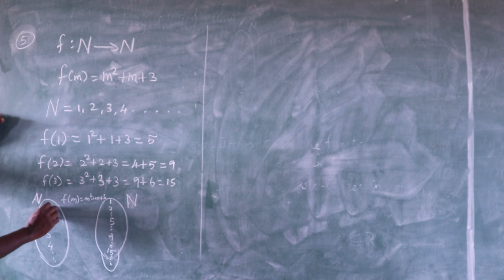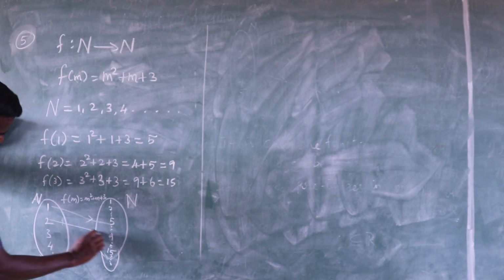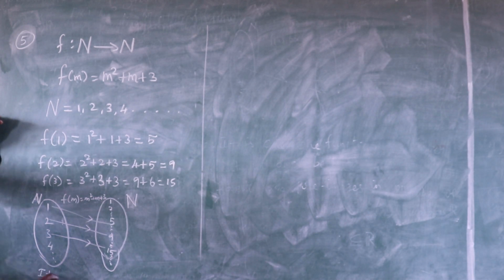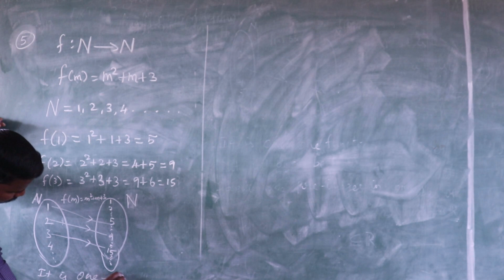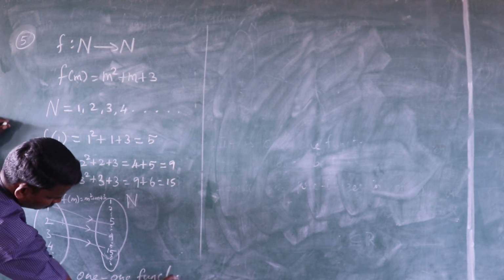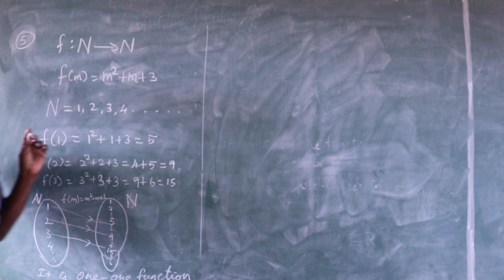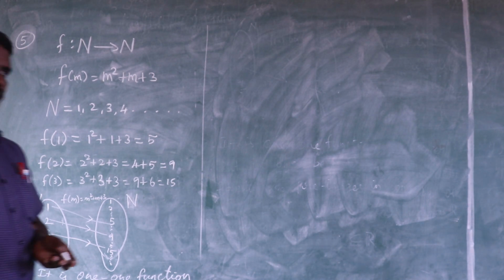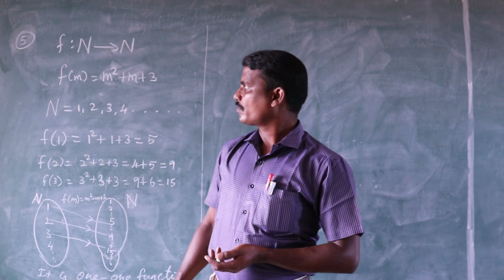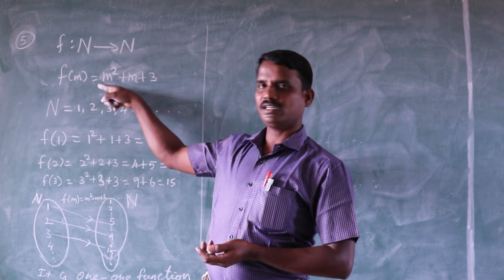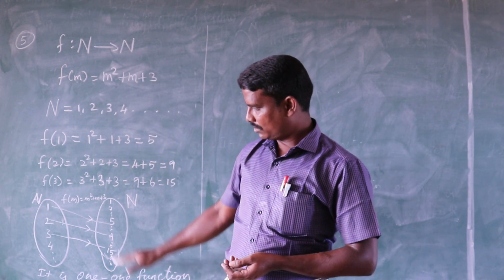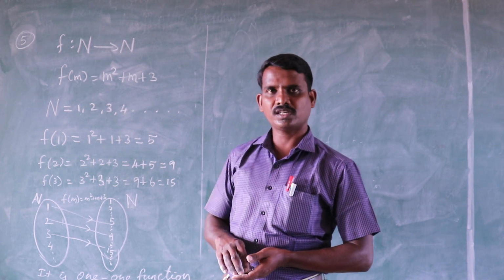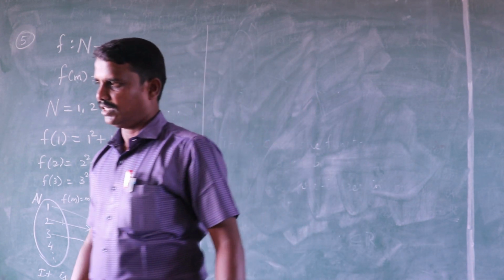So 1 to 5, 2 to 9, 3 to 15 and so on. So it is one to one function. That's all. Okay. Can you do changes the function, means you can write it is one to one or not one to one, or onto function or into function? Can you do that? Okay.